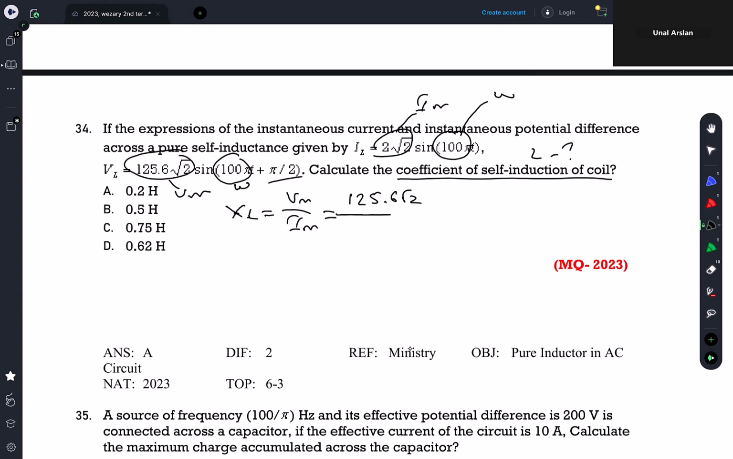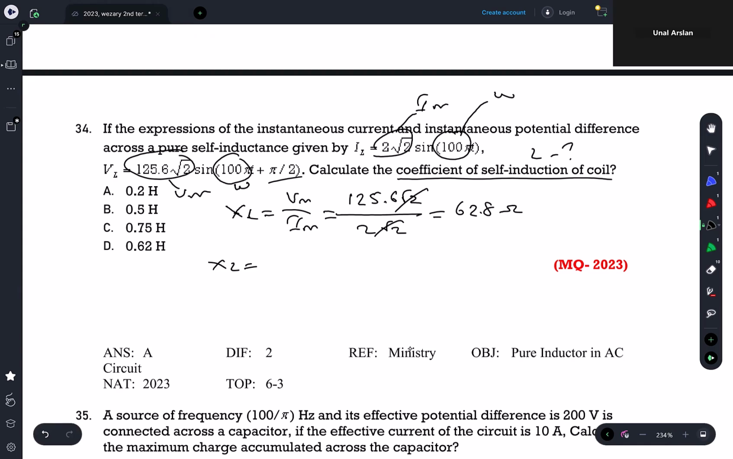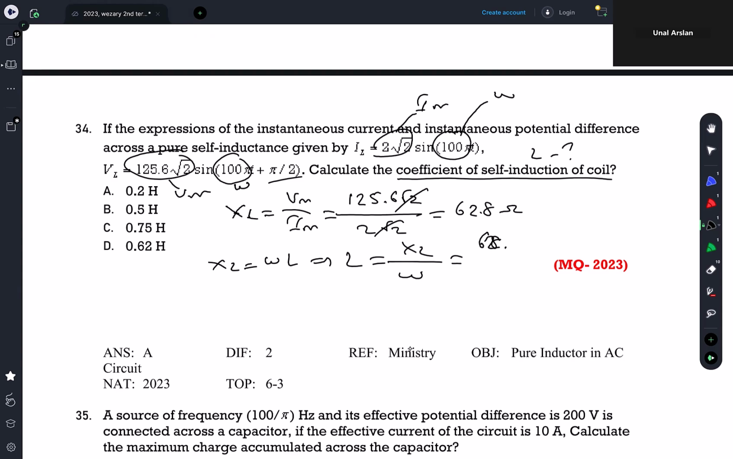125.6 root 2 divided by 2 root 2. Root 2 will simplify. 125.6 divided by 2, 62.8 ohm. Then use the XL equation. XL is equal to omega L, not 2 pi f, because omega is given, just write omega. So L is going to be XL over omega. XL is 62.8. Omega is 100 pi, which is 314. 62.8 divided by 314. Answer is 0.2. 0.2 Henry is the answer.